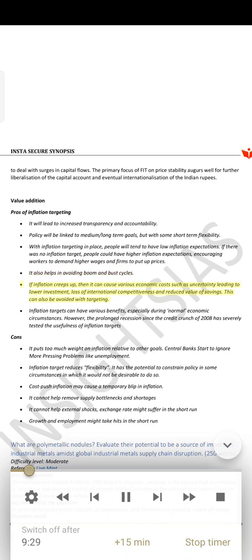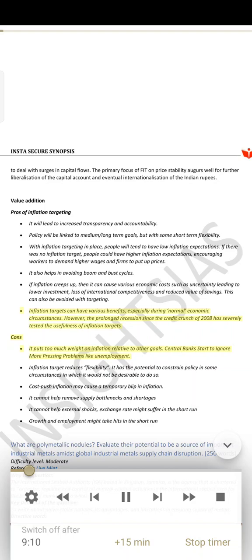If inflation creeps up, then it can cause various economic costs such as uncertainty leading to lower investment, loss of international competitiveness and reduced value of savings. This can also be avoided with targeting. Inflation targets can have various benefits, especially during normal economic circumstances. However, the prolonged recession since the credit crunch of 2008 has severely tested the usefulness of inflation targets.